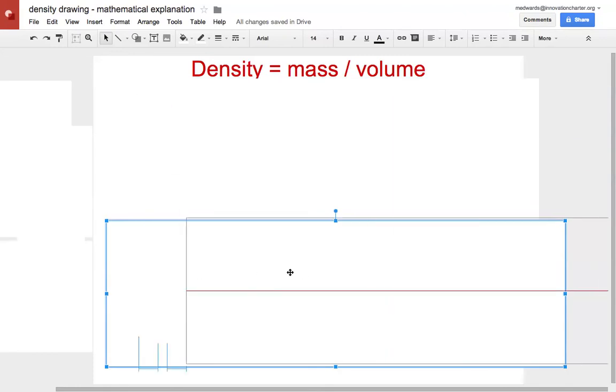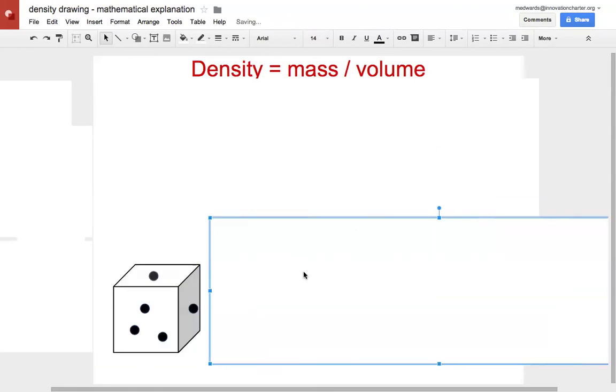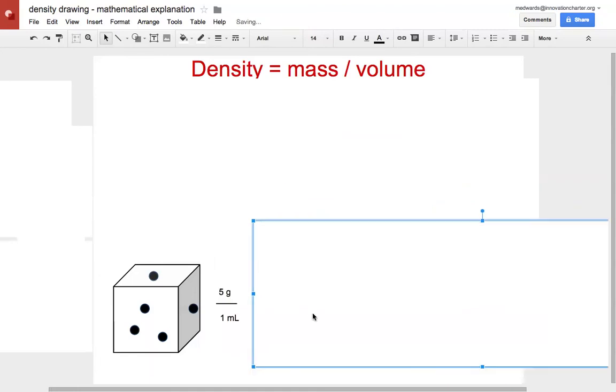So if we take a look at a cube that is 1 milliliter, again, why? I just chose these numbers. I put 5 grams in here, 1, 2, 3, 4, 5. Then we would take our equation and calculate 5 grams per milliliter. So for every 1 milliliter, you have 5 of those pieces of matter.